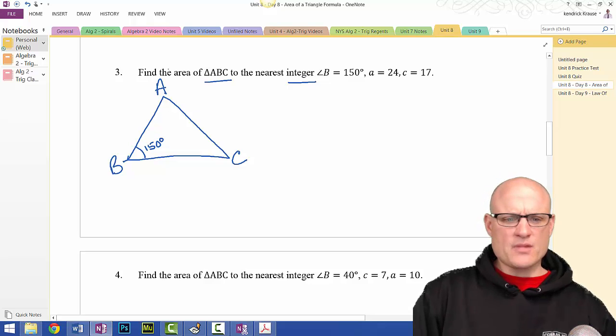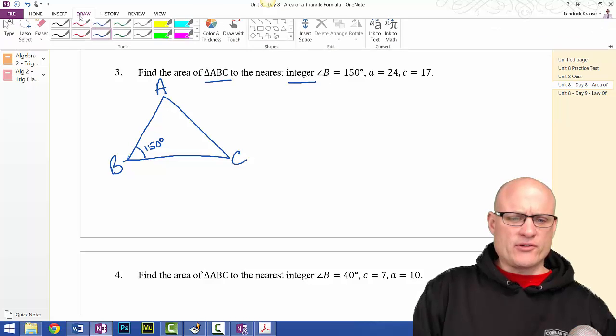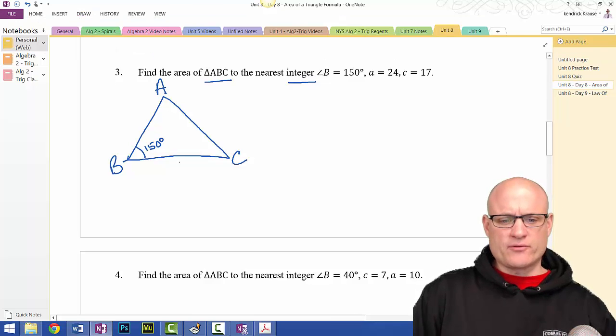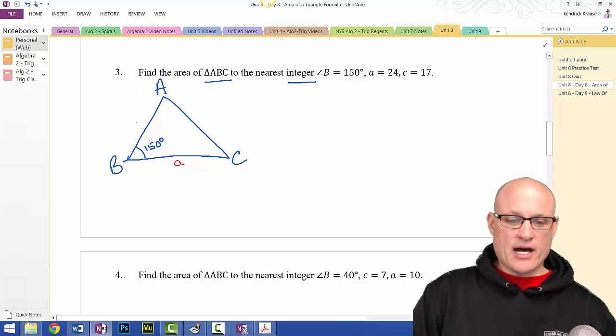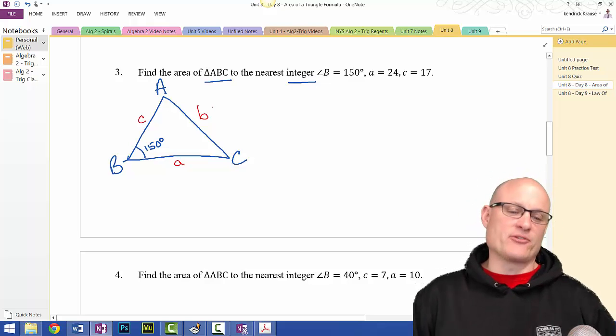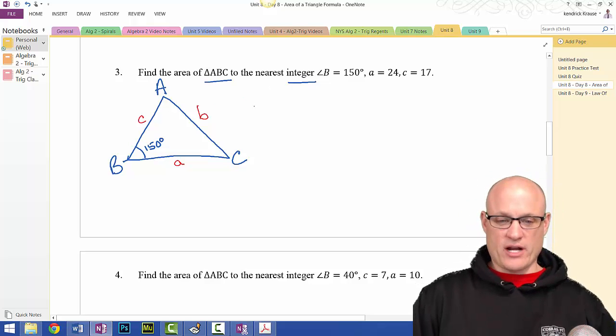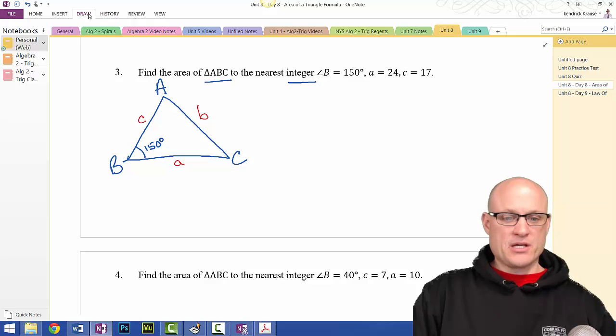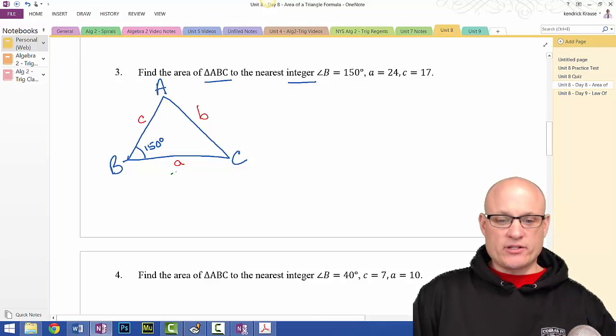Now, labeling vertices is not a problem. Last year in geometry, you should have learned that opposite capital A or vertex A, you should have little a. Opposite capital C or vertex C, you should have little c or lowercase c. That's really good math terminology. I'm sure my English teachers are not happy with me right now. I don't care. A is 24.